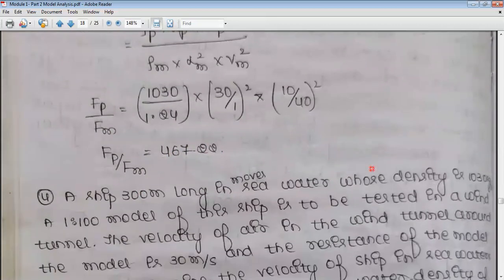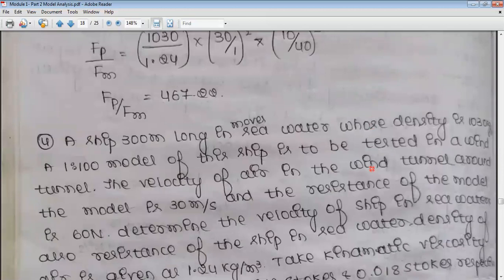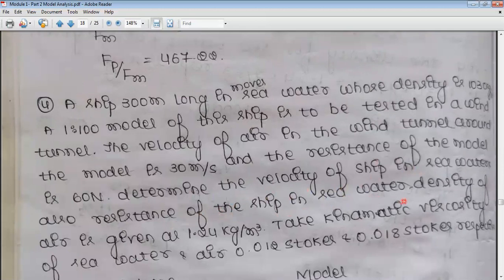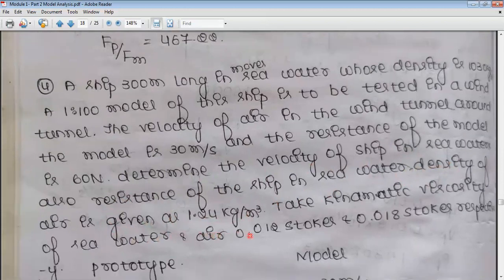Similarly, the fourth problem is, a ship 300 meter long moves in seawater whose density is 1030 kg per meter cube. A 1:100 model of this ship is to be tested in a wind tunnel. The velocity of air in the wind tunnel around the model is 30 meter per second and resistance of the model is 60 Newton. Find the velocity of the ship in seawater, also resistance of the ship in seawater. Density of air is given as 1.24 kg per meter cube. Take kinematic viscosity of seawater and air as 0.012 stokes and 0.018 stokes. It's similar to the previous problem, no change at all.